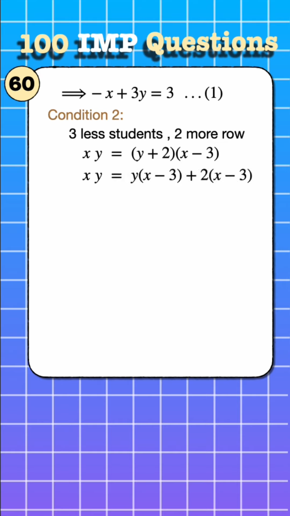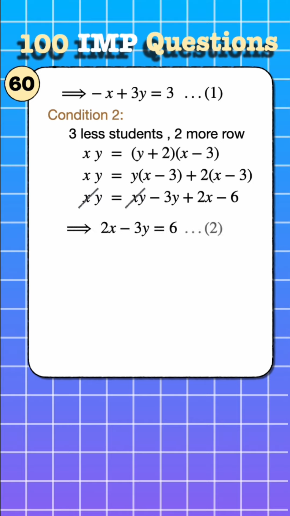Similarly, let's open the brackets. So y into (x minus 3) plus 2 into (x minus 3). So xy minus 3y plus 2x minus 6. So again xy will get cancelled on both the sides and we will get a linear equation, 2x minus 3y equal to 6. Second equation.